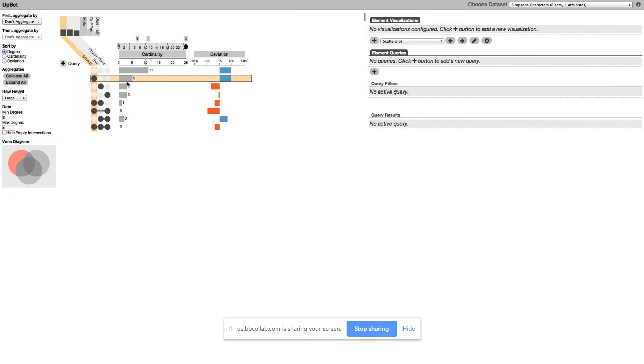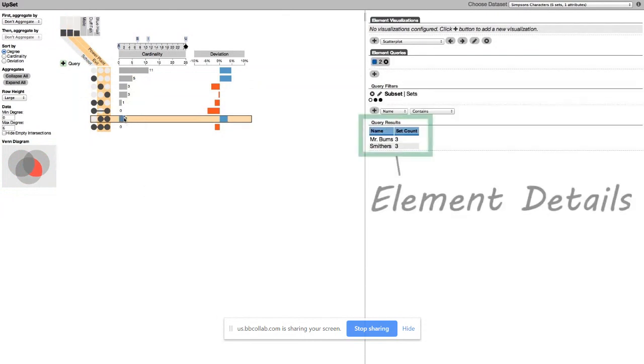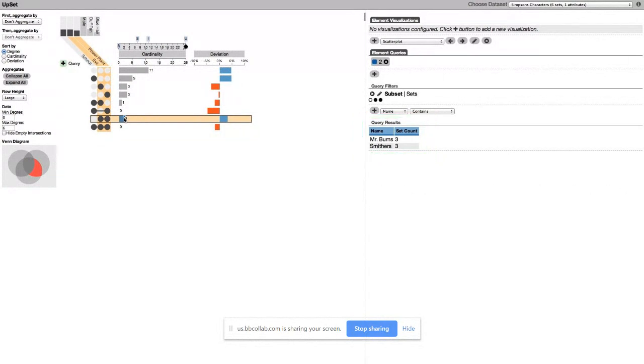These are all the characters that are in school but not evil and don't work in the power plant. These are the characters that are evil but not in school and don't work at the power plant. And here are all the evil people that work at the power plant. The bars on the side show how big this intersection is. Clicking on one of the bars shows the contained elements in the table. We see Mr. Burns and Smithers as the evil characters at the power plant. We can add more sets by clicking on the label.